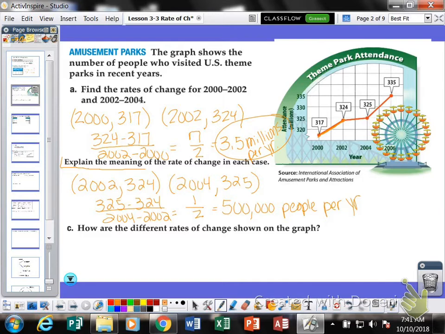How are the different rates of change shown on the graph? Basically, if you look at this, there was more of a change here, so it's steeper, less of a change, so it's not as steep. Here's another steep, this is even steeper yet, so I would expect a bigger rate of change for that last, from the 2004 to the 2006.